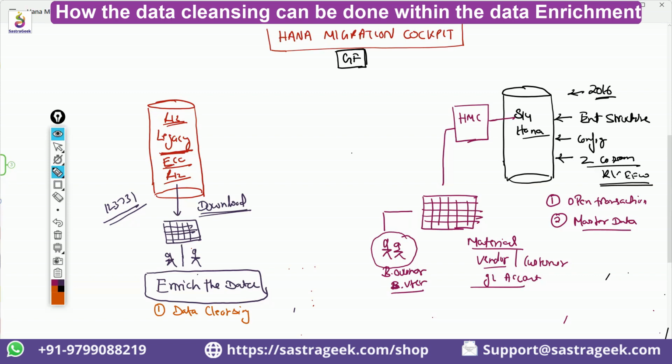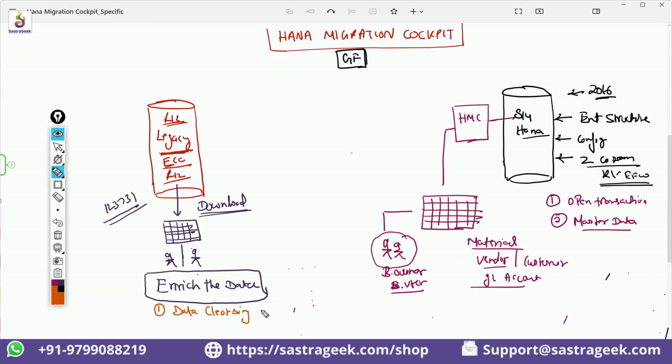So we put a rule like: if in the last 5 years we don't have any movement for a material, we will not bring it to S/4HANA. No movement means we are not using the material. We will not bring it to S/4HANA. So those materials we need to identify.